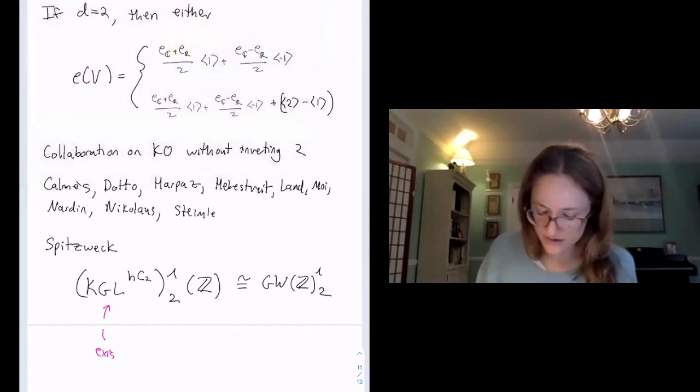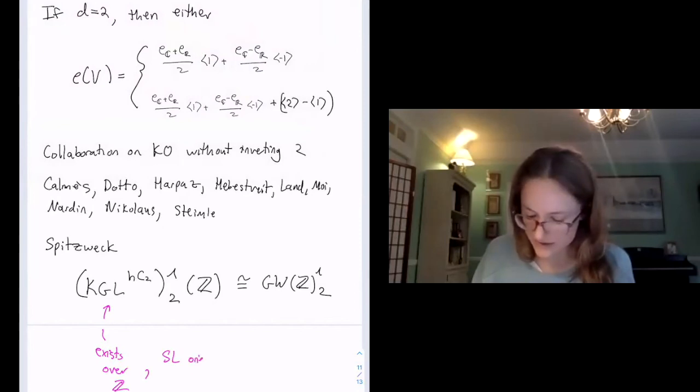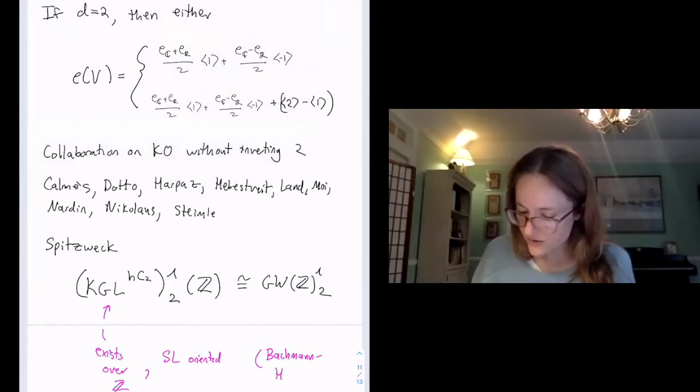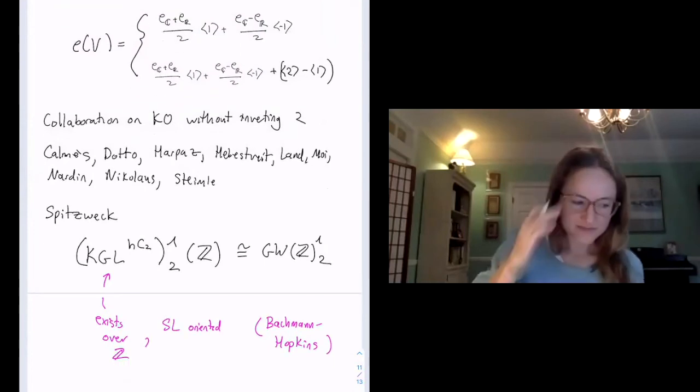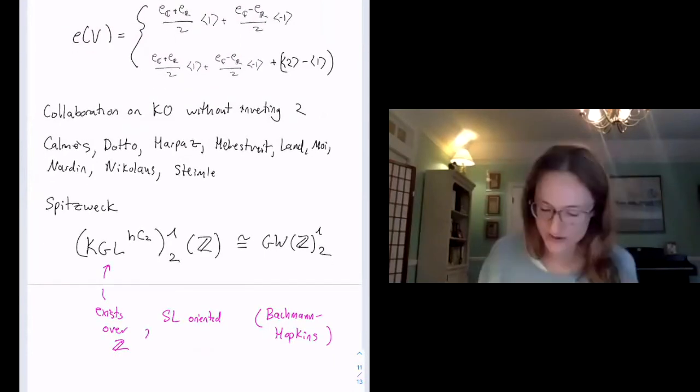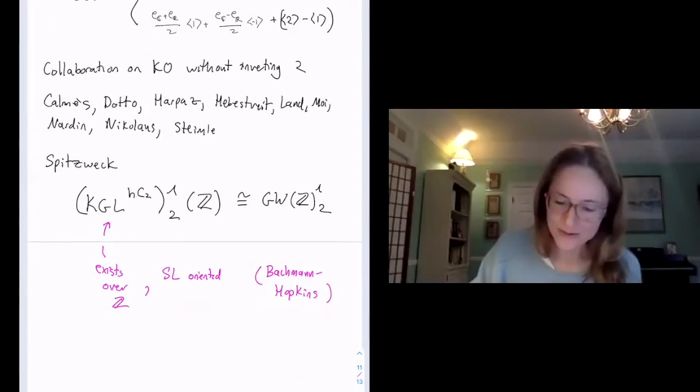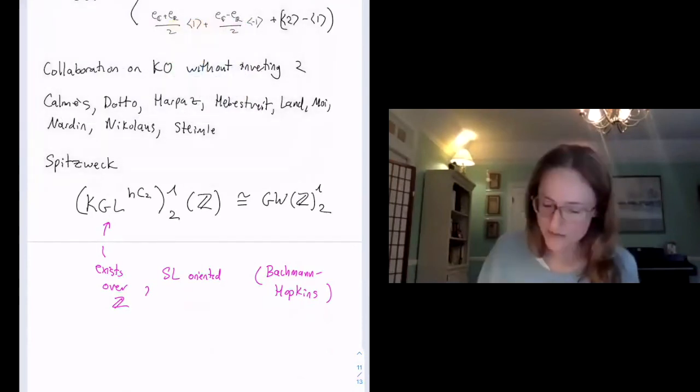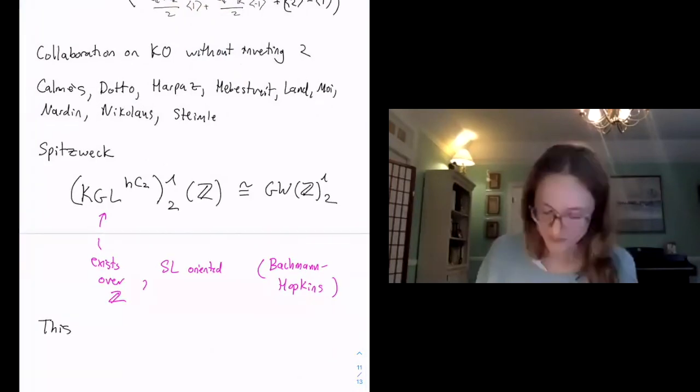So it exists over Z. It's SL-oriented, and you can read about it in a paper of Bachmann and Mike Hopkins. And while it doesn't respect base change, it does have some maps. And so this is sufficient to show the same integrality statement for d equals 1.